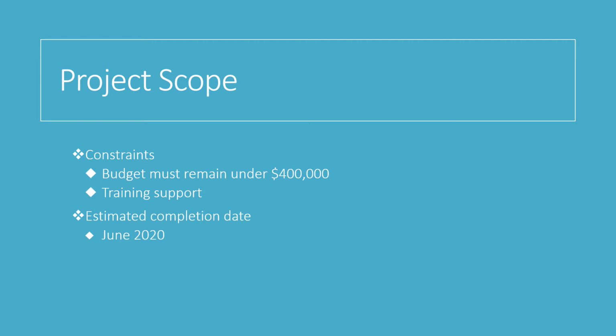After the vendor contract has been signed, the estimated completion date is approximately June 2020. This allocates time for the system to be installed, for training to be delivered, and complete successful testing of the system.